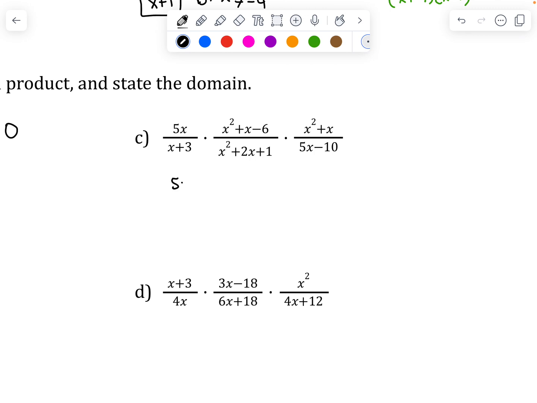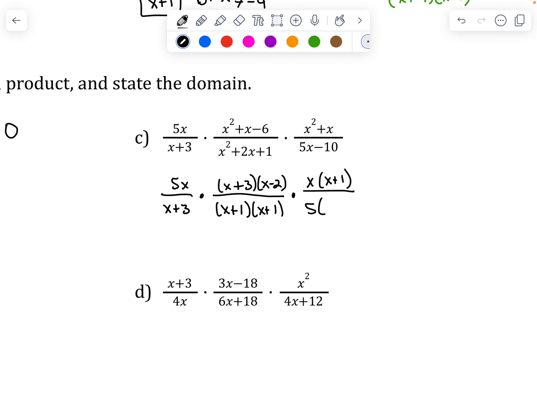I'm just going to rewrite this. So my middle rational expression can go to be x plus 3 and x minus 2. In the bottom, I have x plus 1, x plus 1. And that last rational expression, I have x and x plus 1. On the bottom there, I know it says 5x minus 10, but you need to factor out a number, because otherwise you might miss the x minus 2 if you don't factor that all the way out.